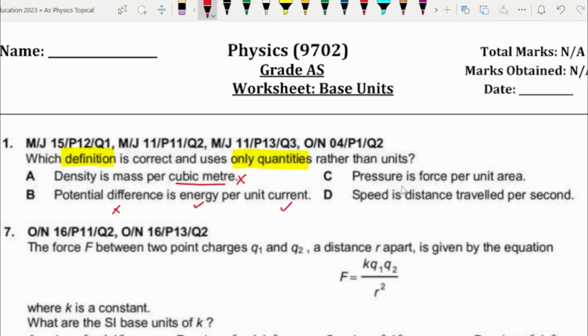So the definition is wrong. The third one is pressure is force per unit area. Force is a quantity, area is a quantity, and the definition is also correct. So C is the right answer for this one. Pressure is force per unit area. And similarly, you can check out the last one. Speed is distance traveled per second. Second is not a quantity, second is rather a unit. So we have a problem in the last option as well.